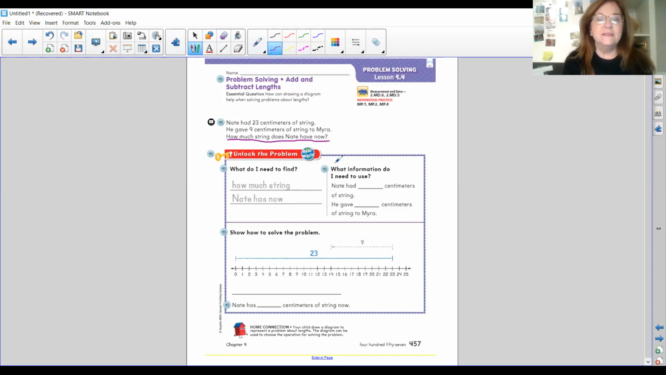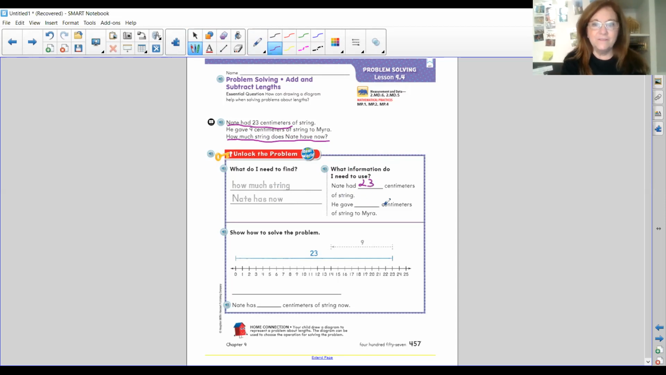Okay, and then second, we want to find out what information do I need to use to solve this problem. Well, Nate had how many centimeters? 23. So we put 23 here. So Nate had 23 centimeters.